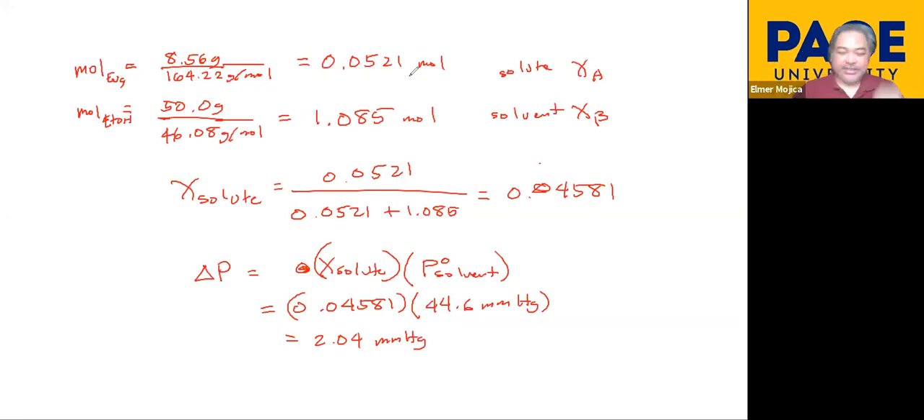Now, what if the one that is being asked, instead of vapor pressure lowering, is the vapor pressure of a solution? So what you're going to do is, you're going to put this number instead here, and then you do the calculation. Okay? So in that case, what will be the number that you will get? So 1.085 divided by 1.085 plus 0.0521.